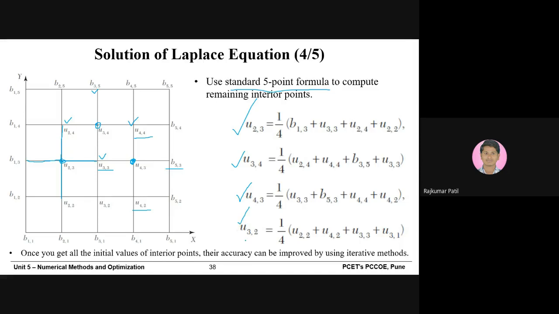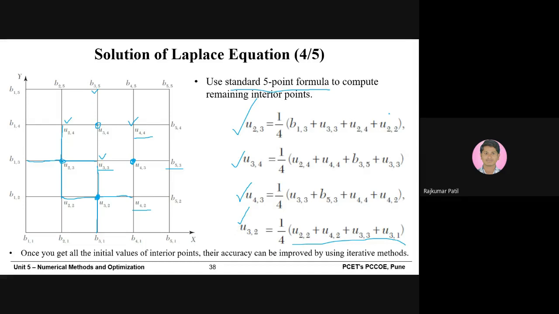Then for calculating u32, you will take the average of the neighbors. The first neighbor is u22 plus u33 plus u42 plus b31, divided by 4, and you will get u32. So this is how we can use the standard 5-point formula to compute the remaining interior points. But there is no hard and fast rule for which point you need to use the standard 5-point formula and where to use the diagonal 5-point formula.